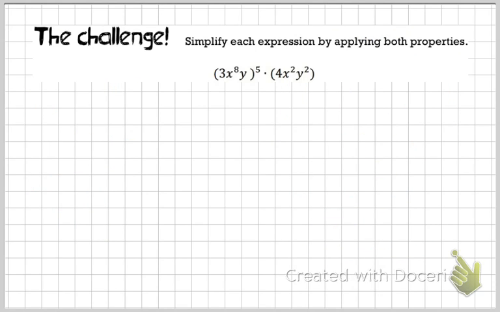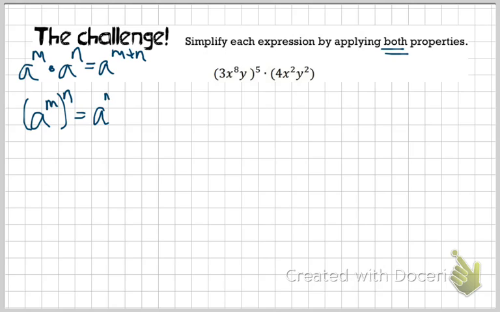And now we have the challenge question. It says, simplify each expression by applying both properties. So the two properties that we learned is, if the bases are the same and they're multiplying, you are allowed to add the exponents. We also learned that when you have a power raised to another power, you are allowed to multiply those two powers. So keeping this in mind, we're going to use it for this challenging problem.